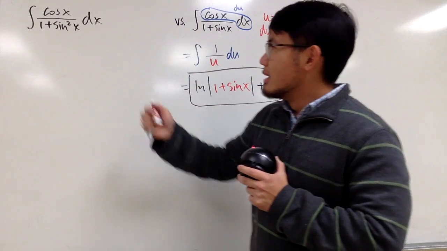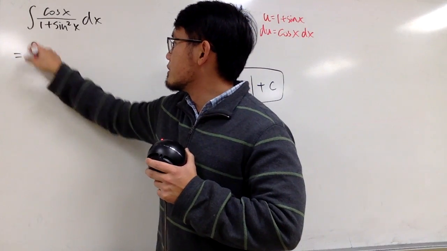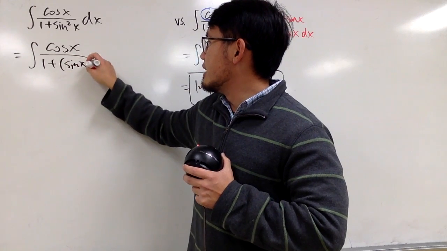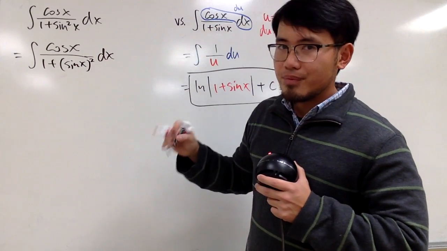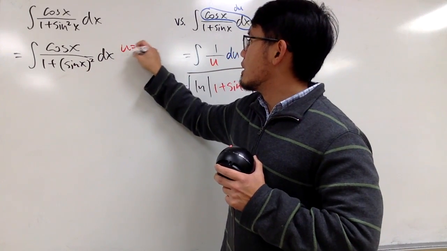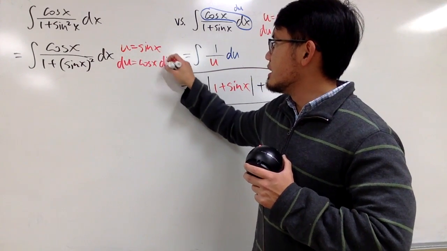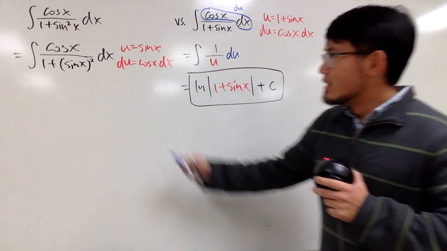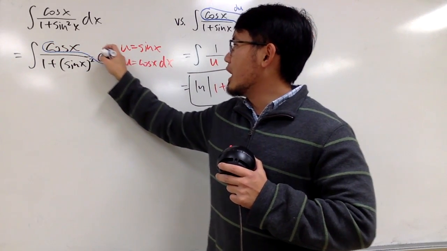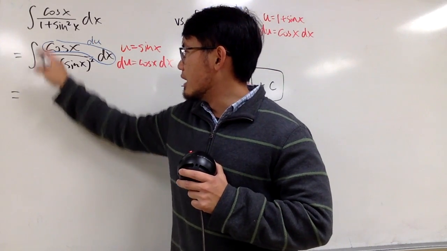So here's the deal. Don't forget this right here means sine x in the parentheses and then square. So I will just write this down right here for you guys real quick. Cosine x over 1 plus parentheses sine x and then square and then dx. With that being said, let me just take u to be sine x. And this is going to work out really nicely as well, because du is equal to cosine x dx. Just the inside, okay, just the inside. And then you see that on the top, we have du again. So that's really nice.